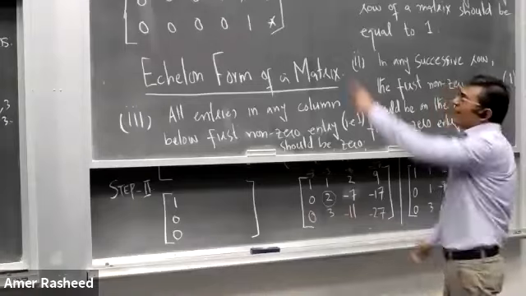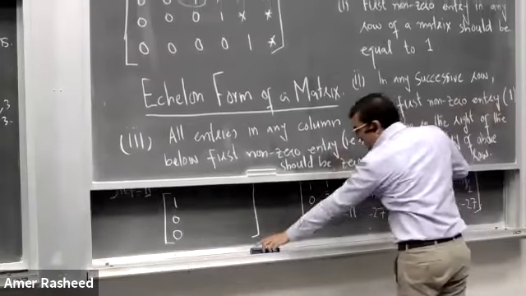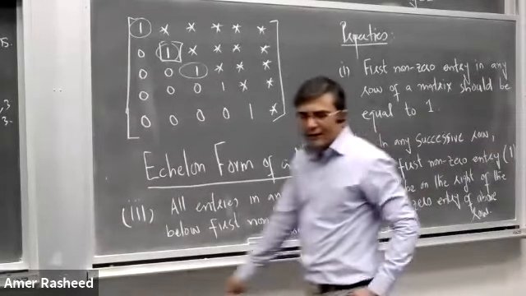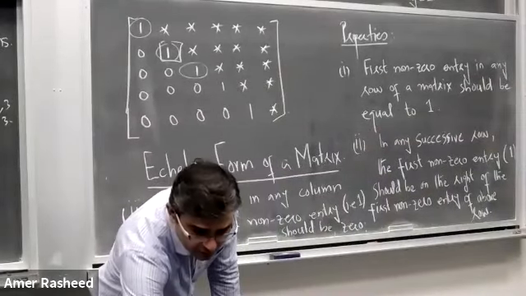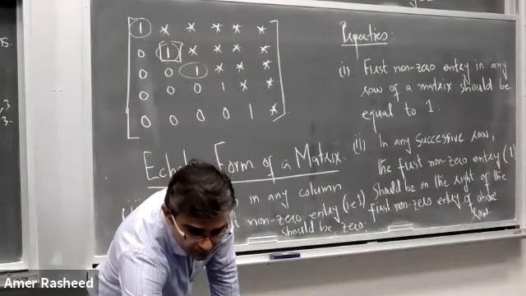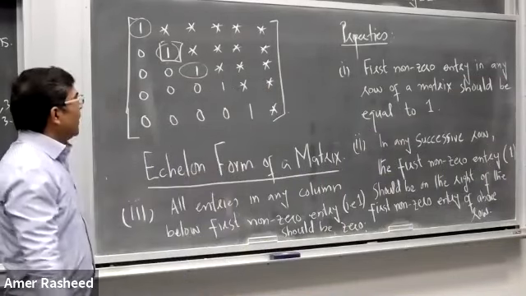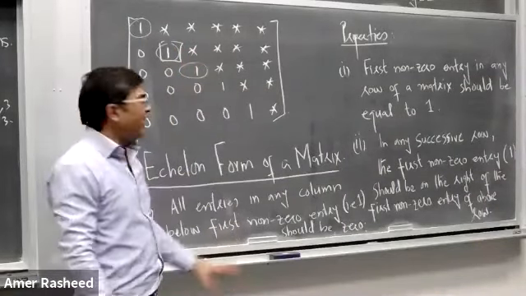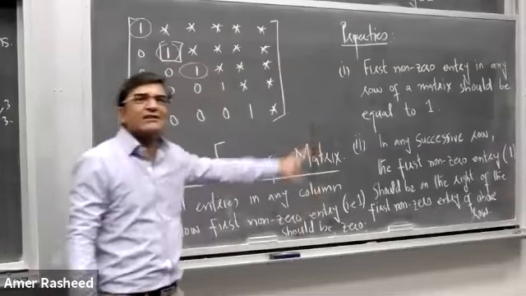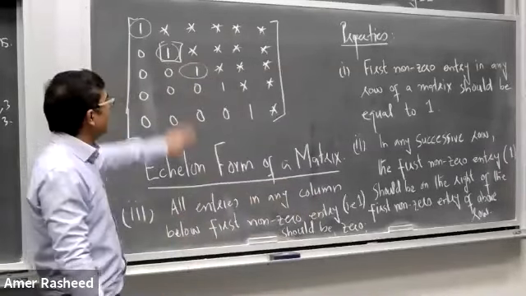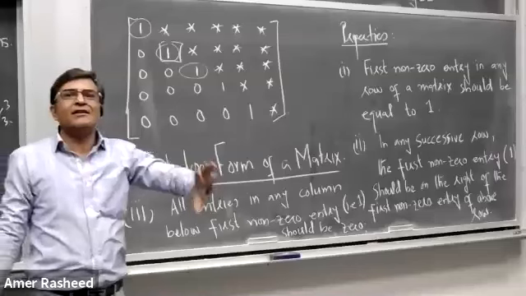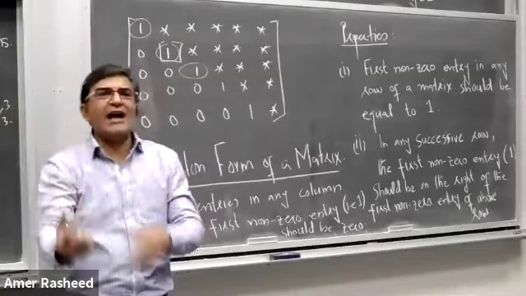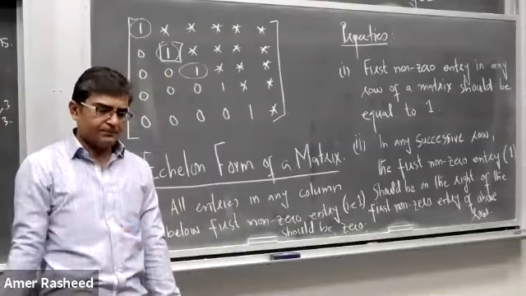So the matrix we have just written above, does it satisfy all the three properties which we have written for the Echelon form? Yes, sir. So if any matrix satisfies all these three properties, then we call that this matrix is in the Echelon form, or any other matrix has been converted into Echelon form.